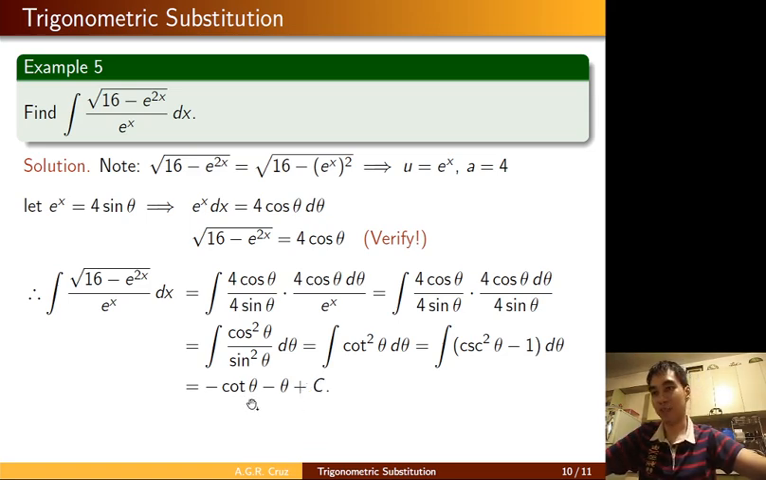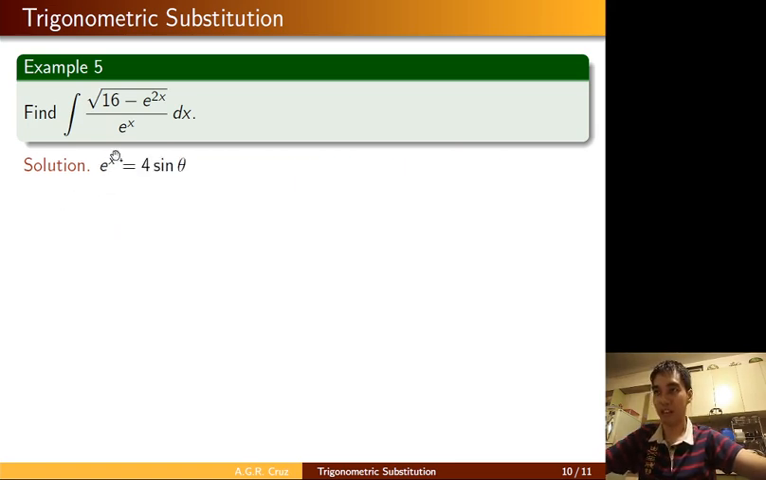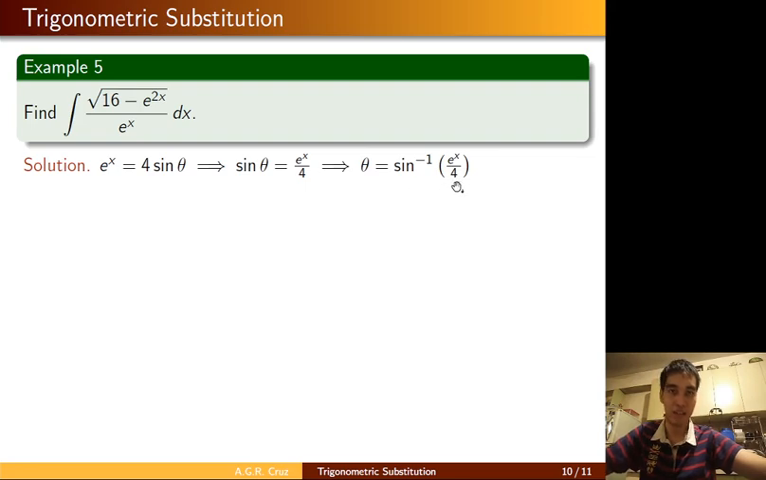And the last step to do now would be to express cotangent theta in terms of x, to express theta in terms of x. Okay? For theta, that's not such a big problem. Because remember, e to the x is 4 sine theta. Right? If you divide both sides by 4, you get sine theta equals e to the x all over 4. And then taking the inverse sine of both sides, you get theta equals sine inverse of e to the x all over 4. So your theta is now in terms of x.